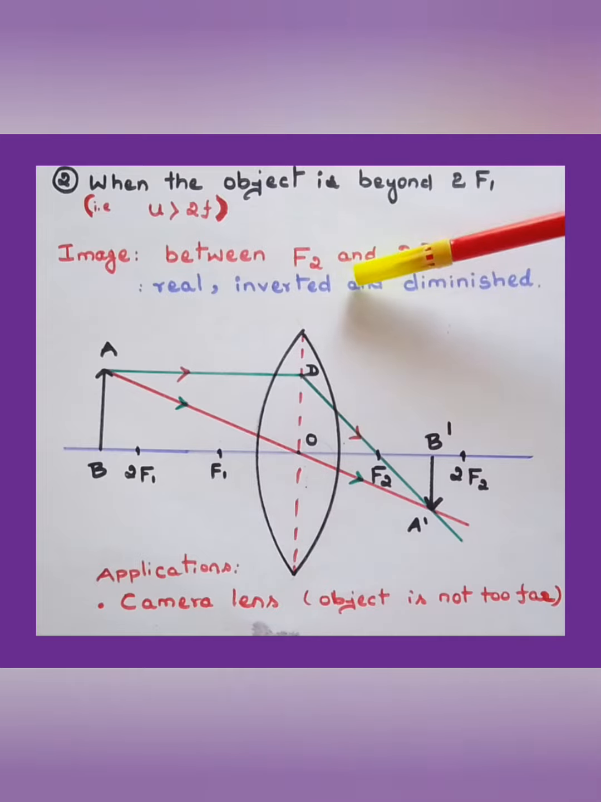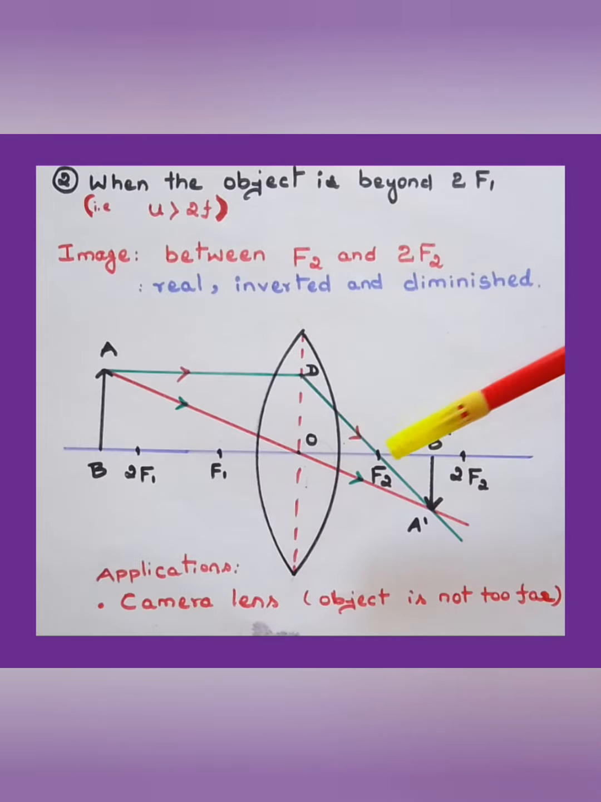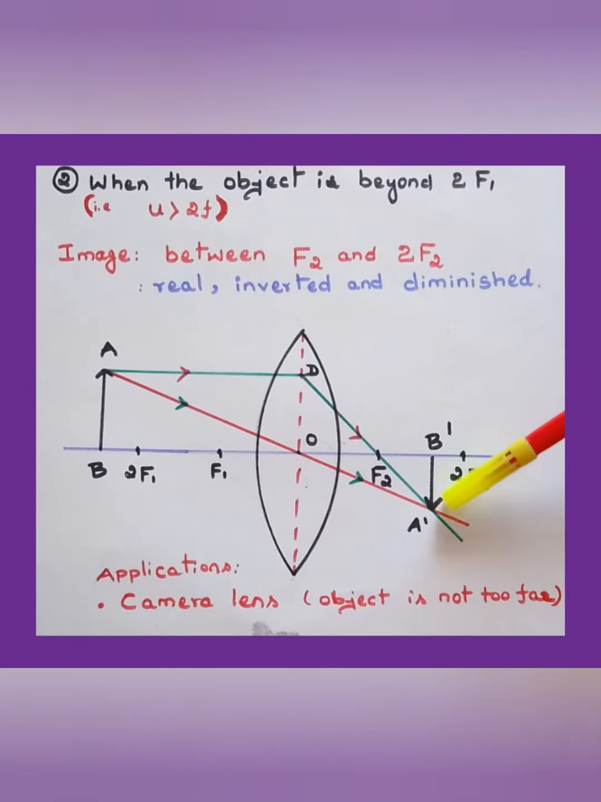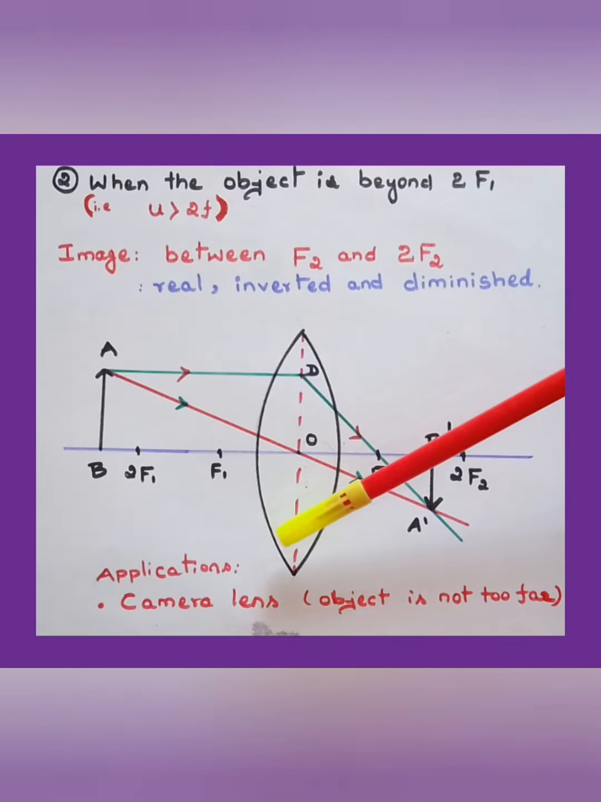Then the image is formed. Where is the image formed? Image is formed between f2 and 2f2. And what is the nature of the image? It is real, it is inverted, and it is diminished. Comparing with this object, it is diminished. And the application, the use of this type of arrangement, is in camera lens.